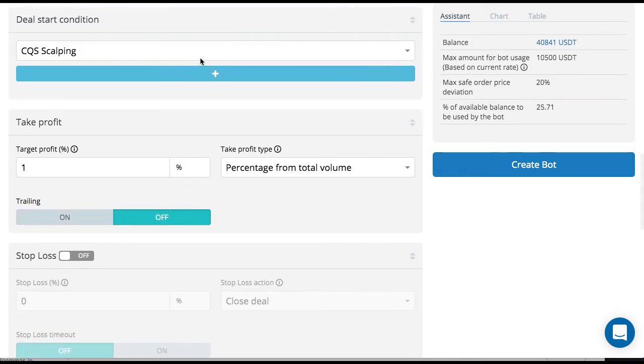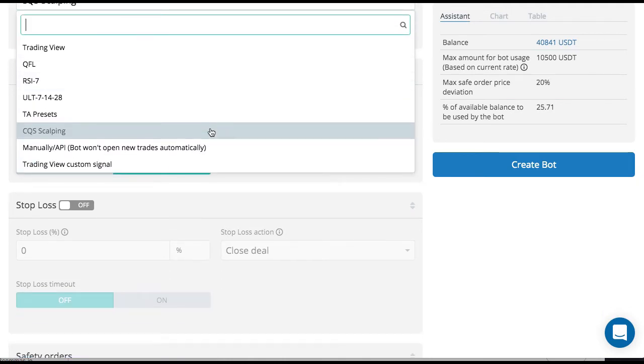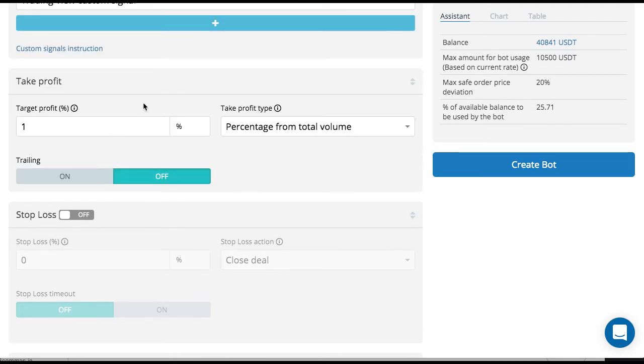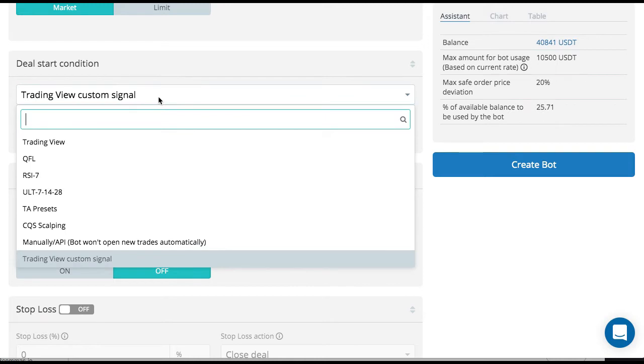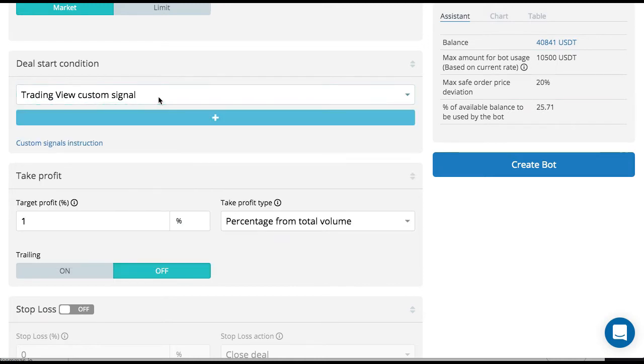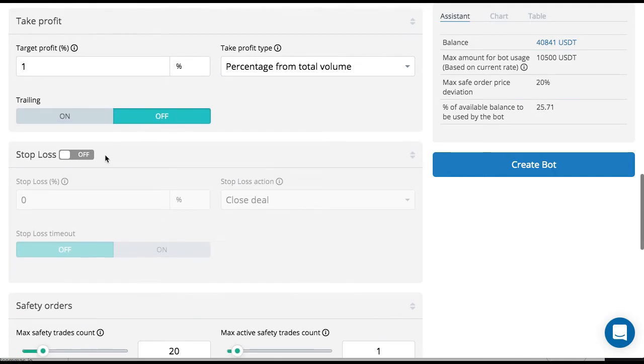So, deal start condition. In this case, we are using a TradingView custom signal. There are a number of other signals in here, but we are going to be sending a signal from TradingView into 3commas. So we want to set this as a TradingView custom signal so that the bot starts when a signal comes from TradingView into 3commas. So, take profit levels. Again, this is a really important personal decision.